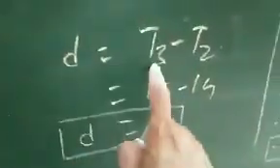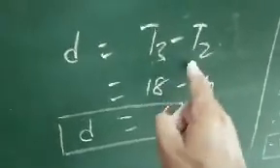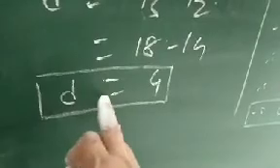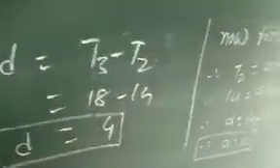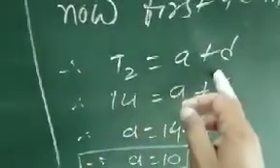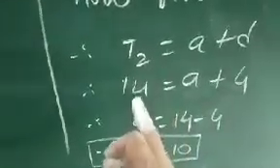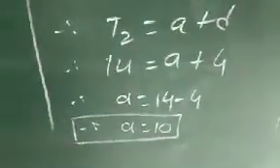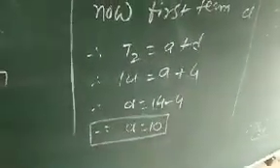Here d is equal to T3 minus T2. These two terms we use as a subtraction. So 18 minus 14, then we get d is equal to 4. And now we use this d value to find a, the first term. We have T2, and the formula of T2 is equal to a plus d. So T2 is 14, a plus 4, then a is equal to 14 minus 4, then we get a is equal to 10. Now we have number of terms, that is n, that is 51.